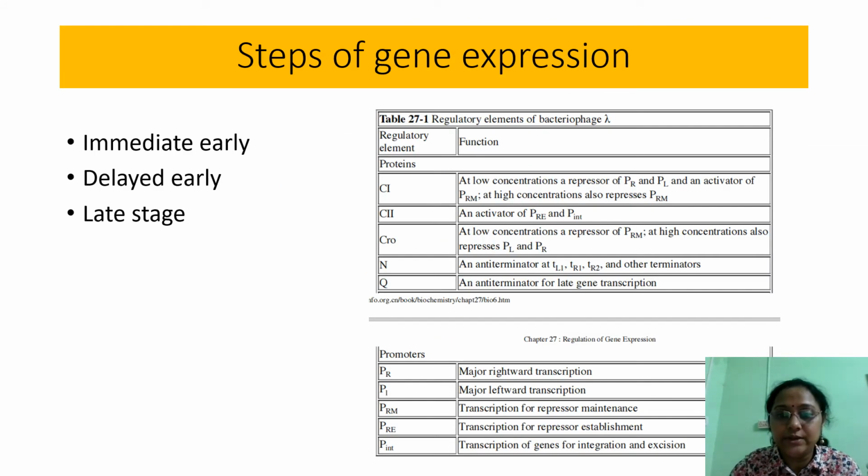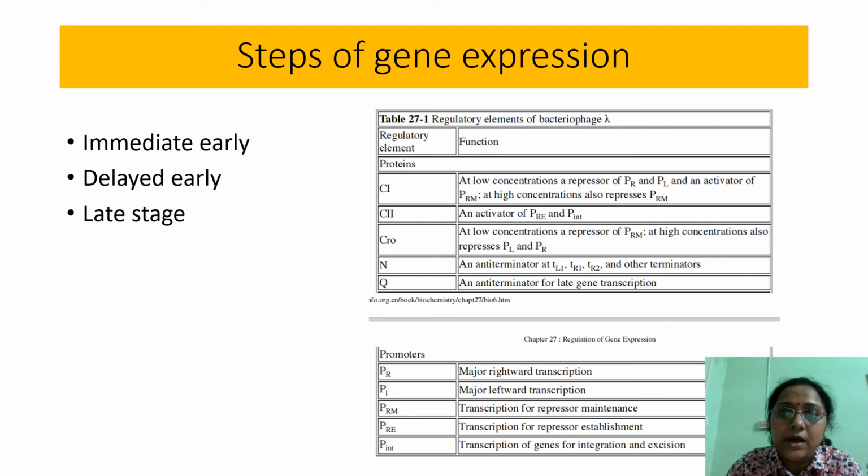Before going into that detail, we need to know that we have five important regulatory proteins and five important regulatory promoters for this genetic switch. The lytic cycle has three different subphases: one, immediate early, second, delayed early, and third, late stage. Some genes are produced in the immediate early phase, some in the delayed early stage, and some in the late stage.